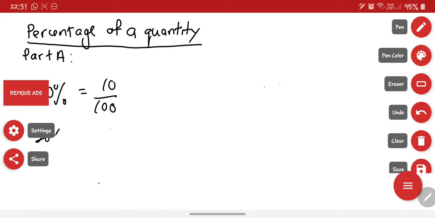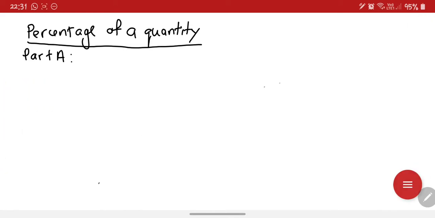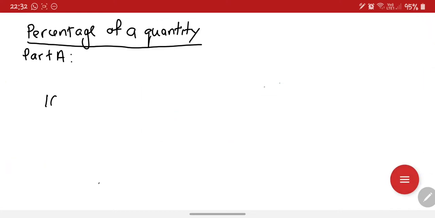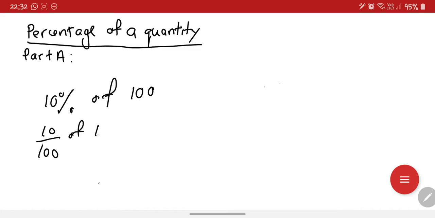Moving on to the question. For example, I ask you, what is 10% of 100? First of all, you have to change the 10% into a fraction, which is 10 over 100, of 100. Like I said, the "of" means multiply.